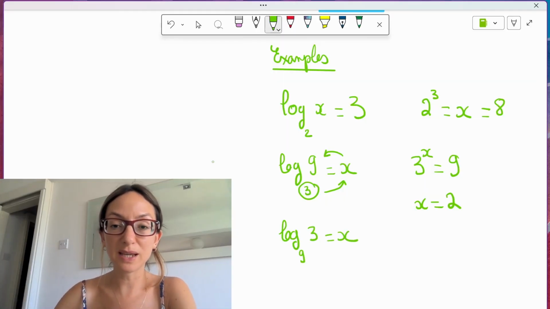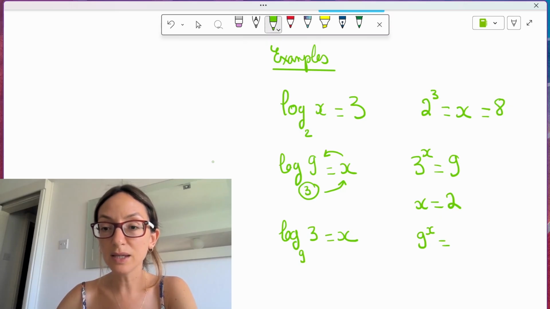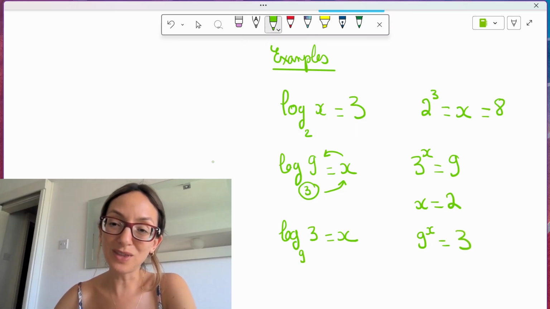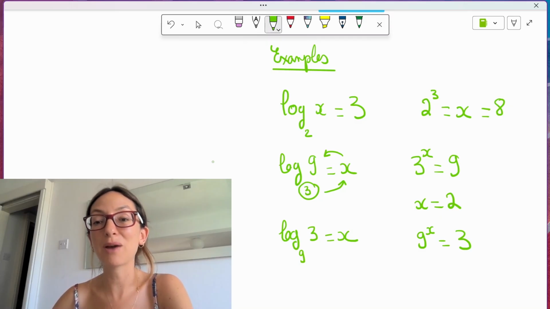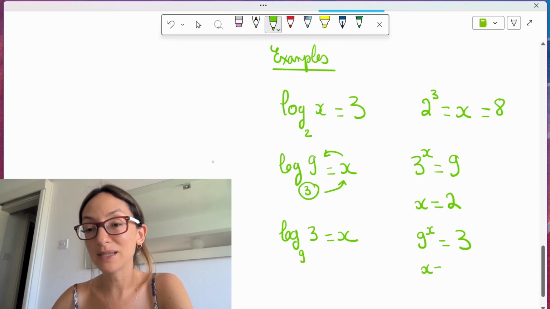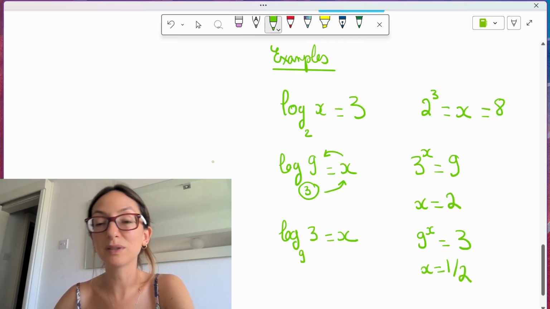So again, what are we saying here? We're saying 9 to the power of something, our unknown x, is equal to 3. And you should know that 3 is equal to the square root of 9, which means 9 to the power of a half. And that means that x here has to be equal to a half.